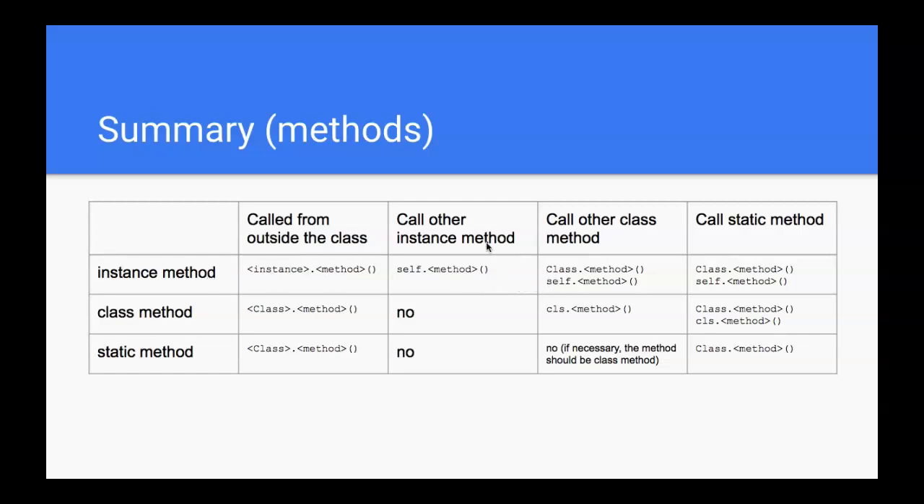And if the instance method wants to call other class methods, then we can either do class.method, the name of the class method, or we can do self.name of the class method. And finally, the same thing for static methods. Hopefully the other two rows all make sense. It's something that we already talked about, but I'm just summarizing them here. And if you happen to find any mistakes here, please do let me know, although I think they are all correct.